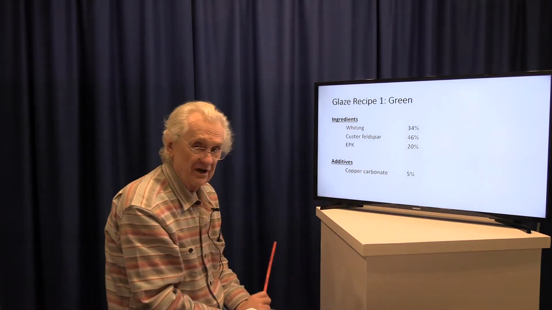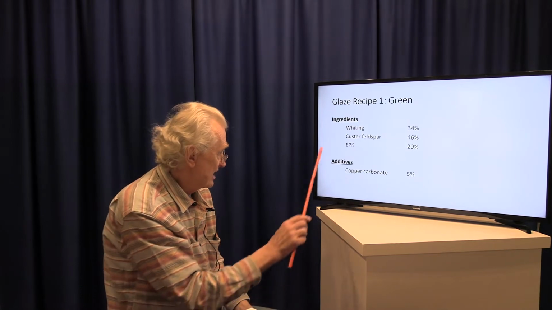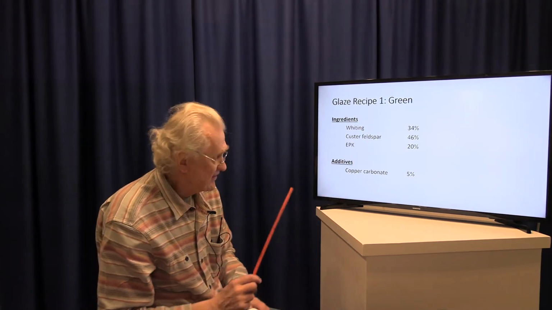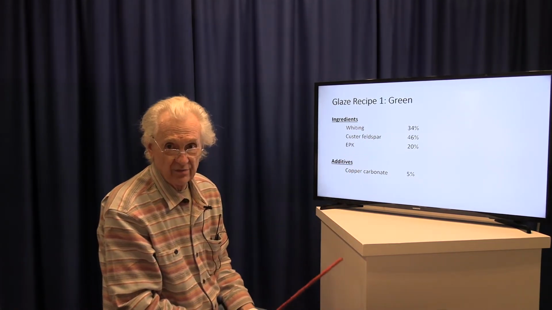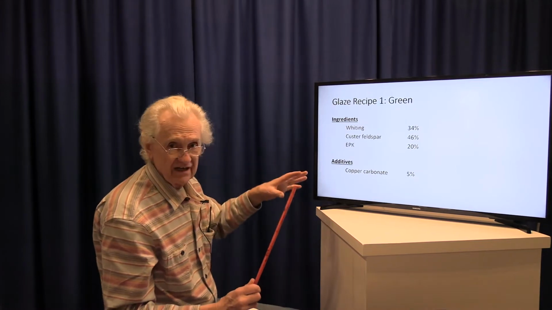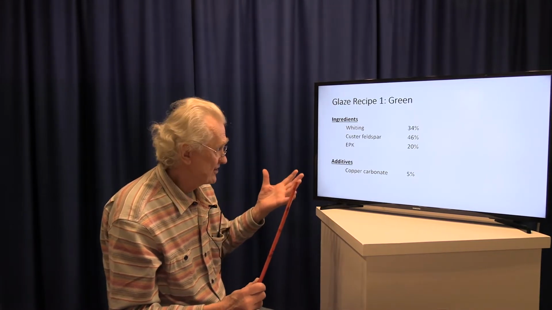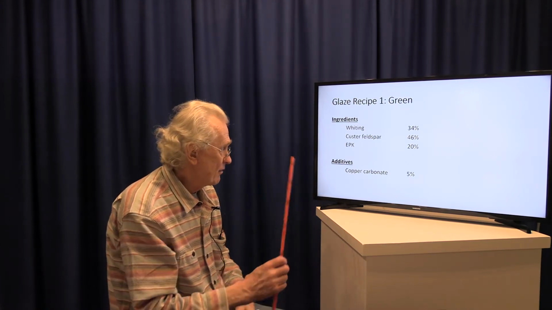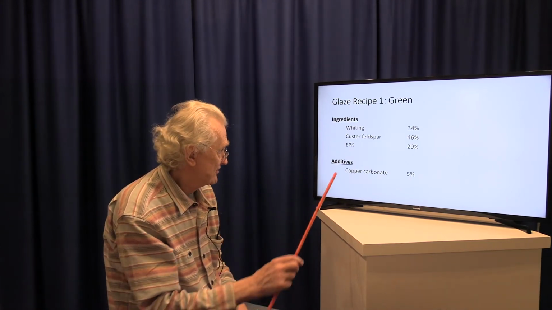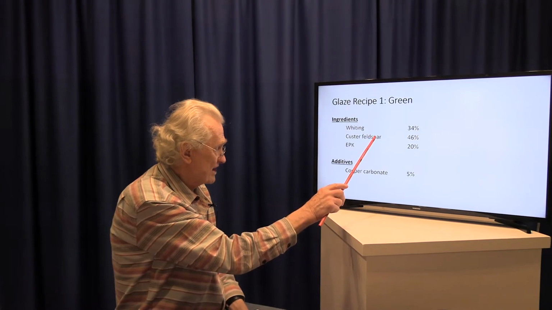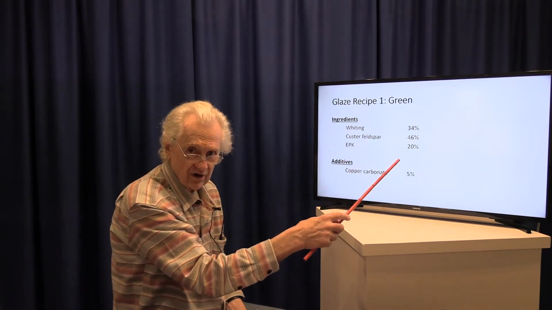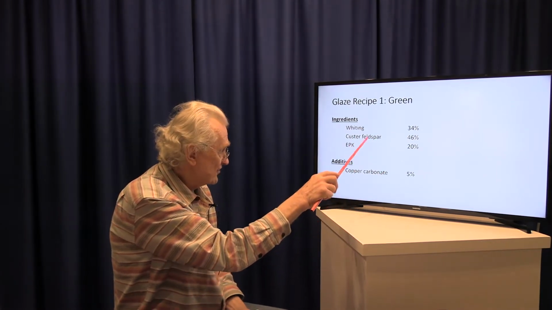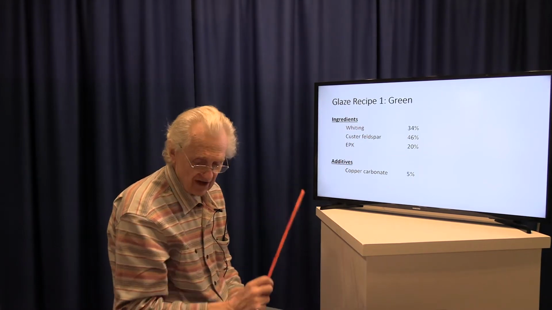Custer feldspar, we know, melts at fairly high temperatures. And so right away I can say that this is probably a cone 10 recipe. This is definitely not a low temperature glaze because it doesn't have anything that melts at low temperature. So it's probably a cone 10. It's probably not even cone 6 because Custer feldspar melts well above the cone 6 range. So this is probably a cone 10 glaze.